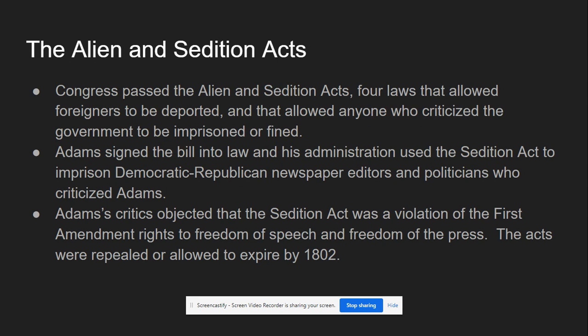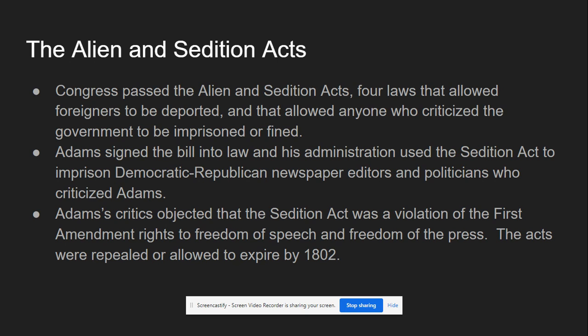Congress passed the Alien and Sedition Acts. Sedition basically means traitor. It means you're a traitor to your country. And these were 4 laws that allowed foreigners to be deported. So people who weren't Americans, if they were stirring up trouble, they could be deported and kicked out of the country. And that allowed anyone who criticized the government to be imprisoned or fined, which goes against a lot of our ideas of the First Amendment.